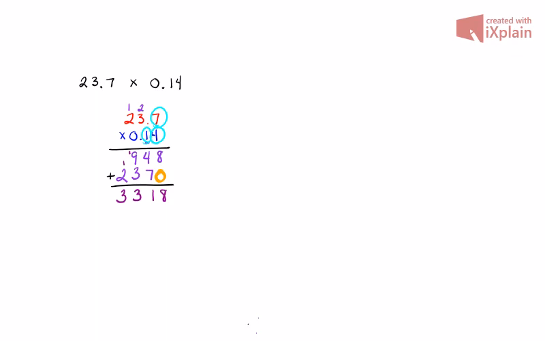My decimal point technically is here if I'm treating this as a whole number. But I know from my initial problem that I have 3 digits after my decimal points. So I'm going to take my decimal and kick it 1, 2, 3. My decimal point needs to land in between my 3's here. So my final answer is going to be 3 and 318 thousandths. Let's move on to a division problem.